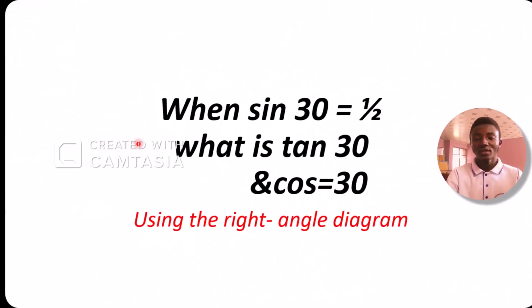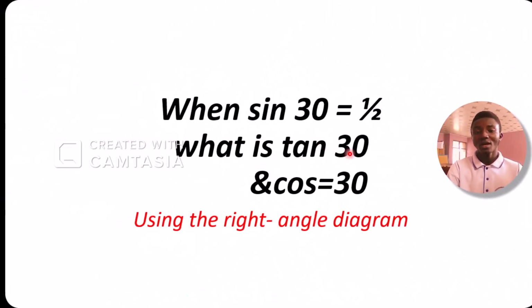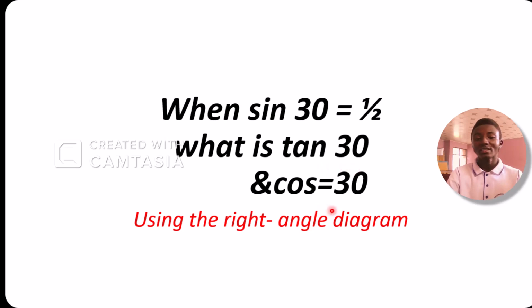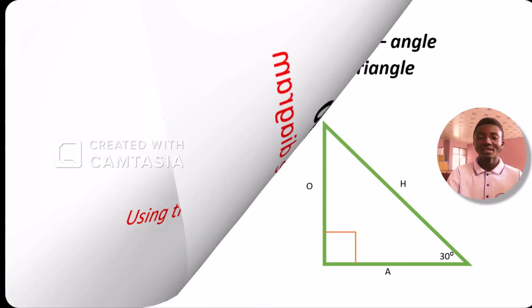Right, let's talk about this within a minute. So we have sin 30 equal to half. What is tan 30 and cos 30? Let's make use of the right angle triangle diagram to solve it, okay? Without wasting my time, let me show you a diagram of the right angle triangle.